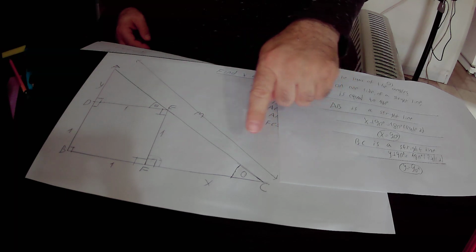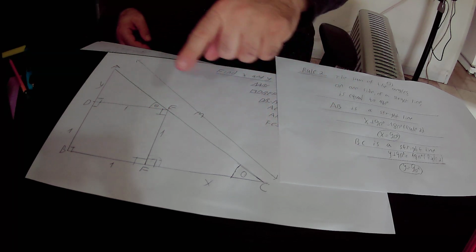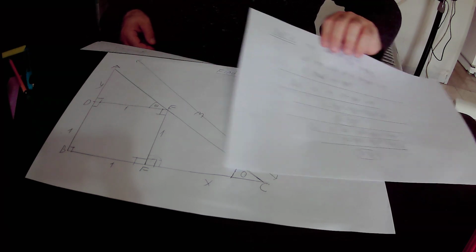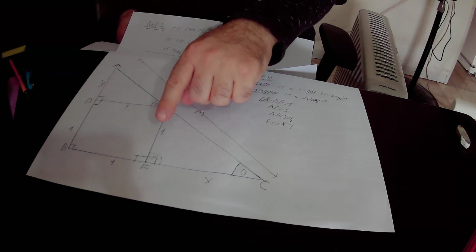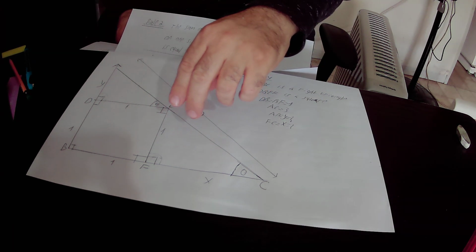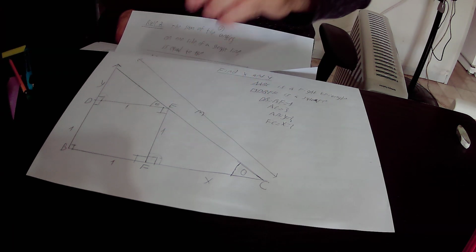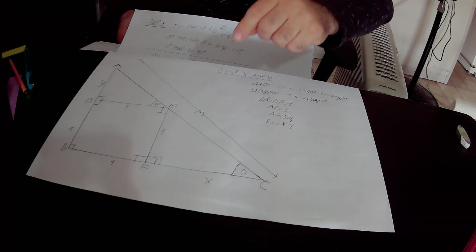Likewise, we know that BC is one side of the right triangle, triangle ABC. Therefore, it is absolutely a straight line. BC is a straight line. So if we focus on the upper side of the straight line BC at point F, then the sum of the angles must be equal to 180 degrees.